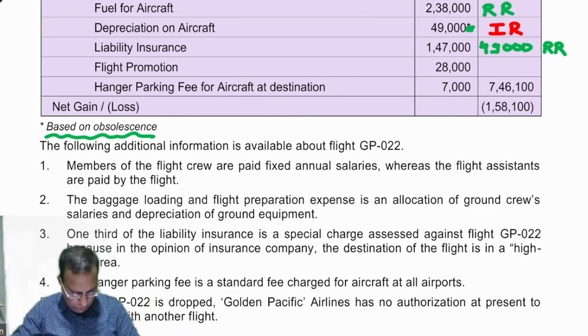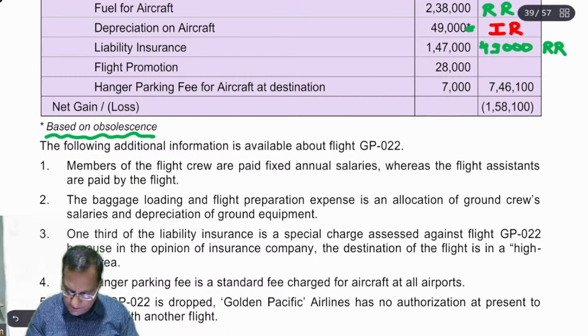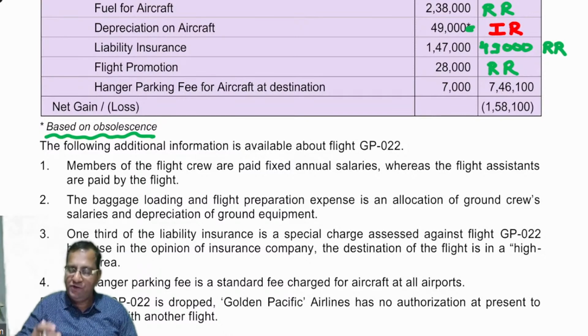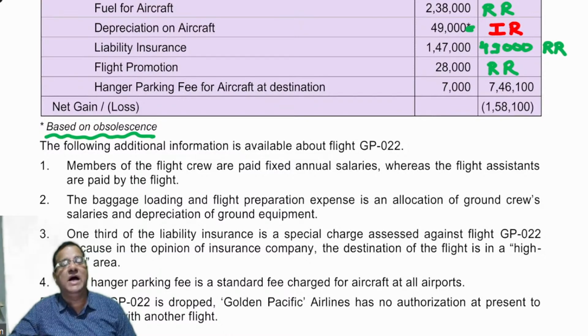Okay, almost all of the students have given the correct answer regarding the flight insurance. Very good. Now, what about the flight promotion? Definitely, beta, it will be a relevant revenue since if we do not operate this flight, we will not advertise this flight. If we do not advertise the flight, definitely the outflow can be avoided due to discontinuation of this flight.